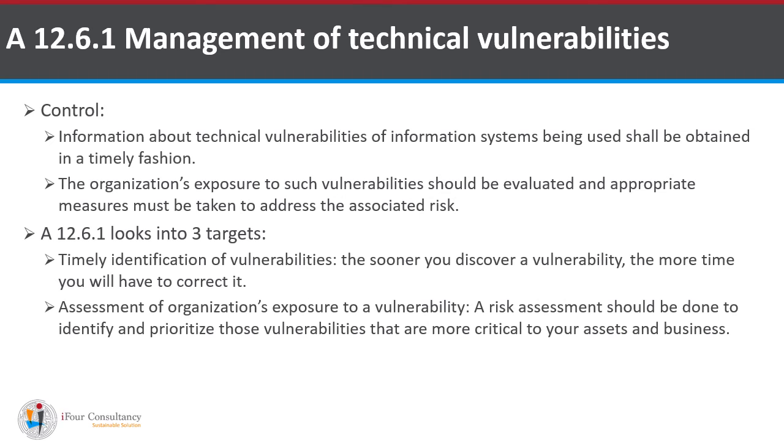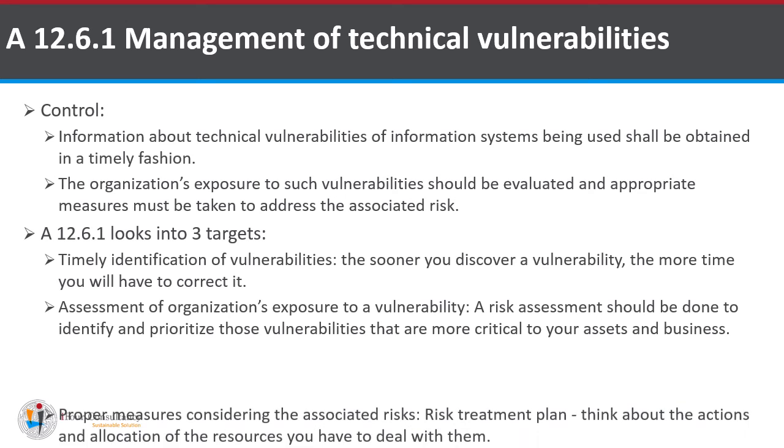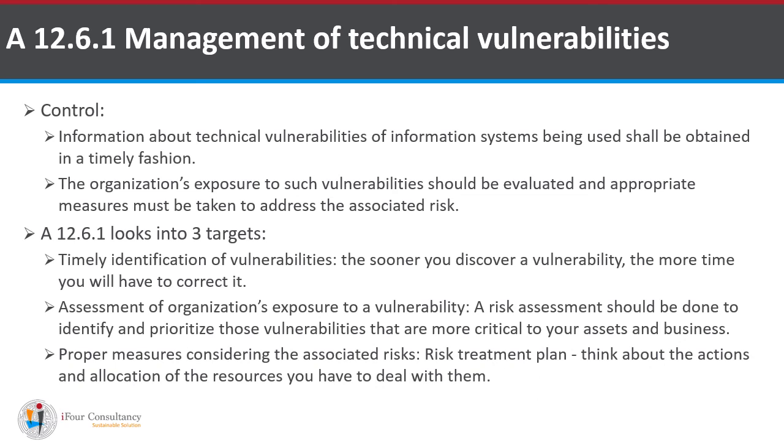The second target is assessment of the organization's exposure to a vulnerability. That is a risk assessment procedure. A risk assessment should be done to identify and prioritize those vulnerabilities that are more critical to your assets as well as your business. The third target is proper measures considering the associated risks. That is creating a risk treatment plan. Now think about the actions and allocation of resources you have to deal with them.